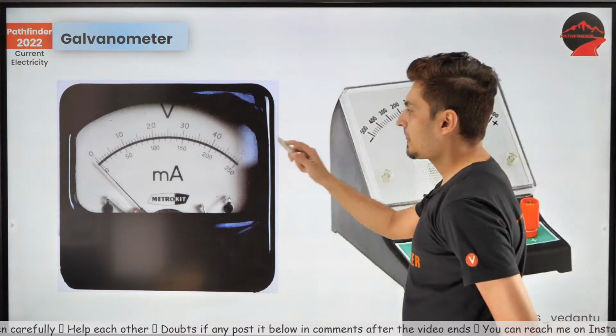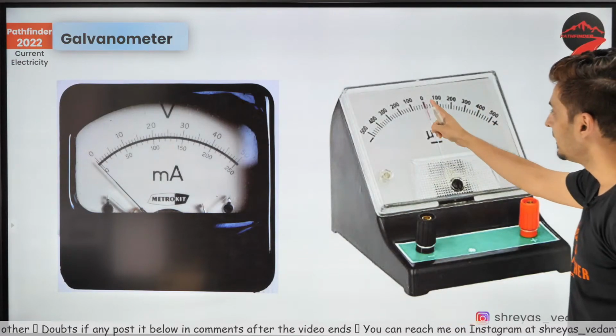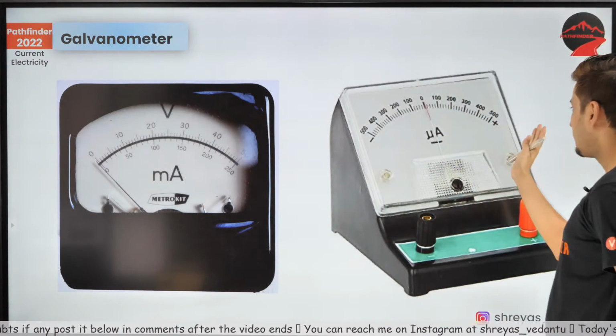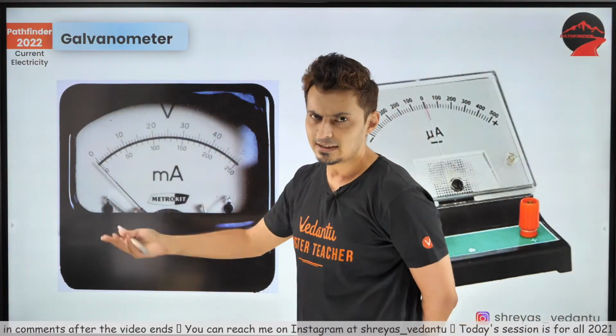Okay, now this is how a galvanometer first of all looks like. You can see there is a scale, there is a needle, there is 0 over here, there is some plus side and there is some minus side. Sometimes there might not be a minus side, but that's okay.